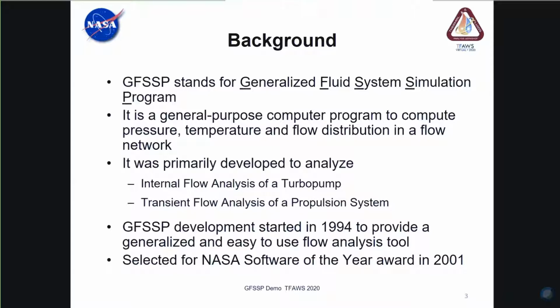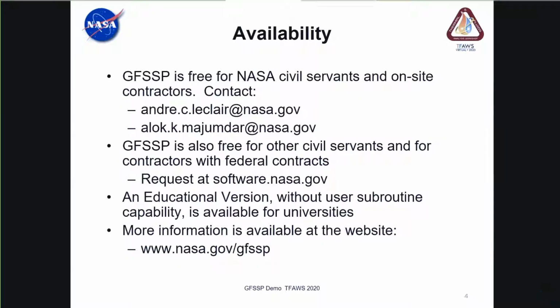GFSSP development started in 1994 with the goal of providing a very generalized flow analysis tool, as opposed to earlier turbopump codes that had been specifically written for specific engines. In 2001, it was selected for the NASA Software of the Year award.